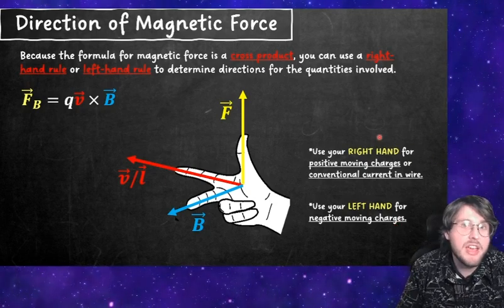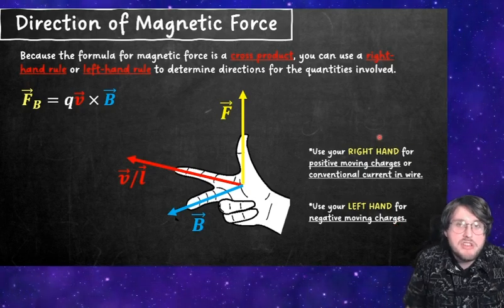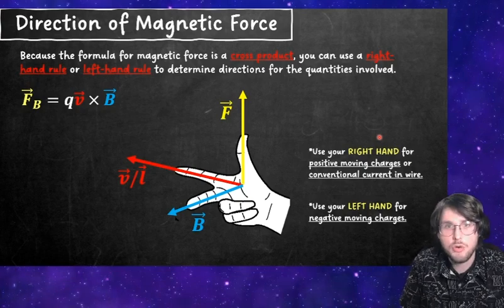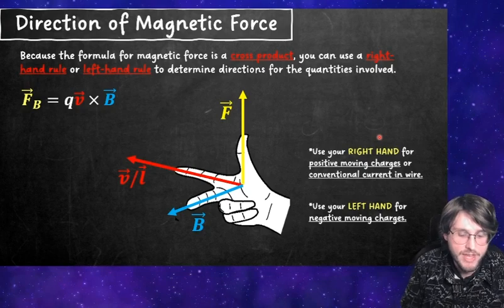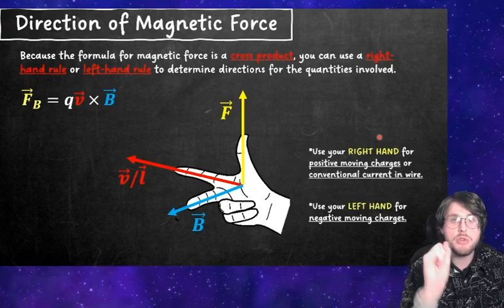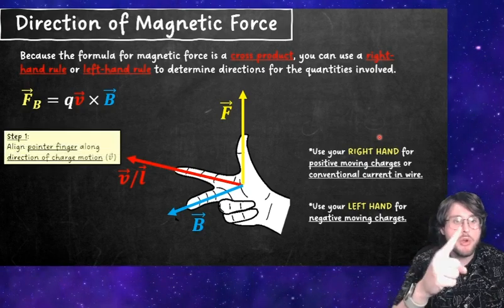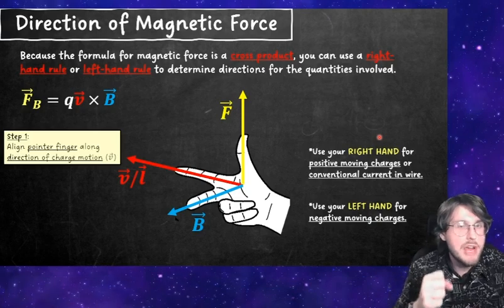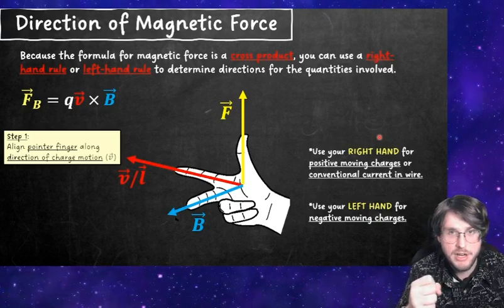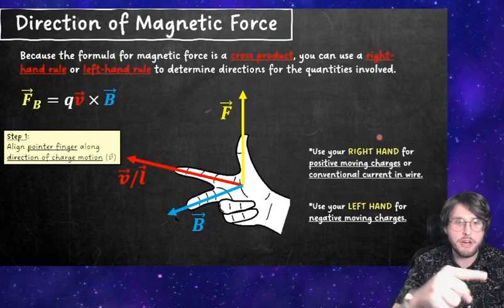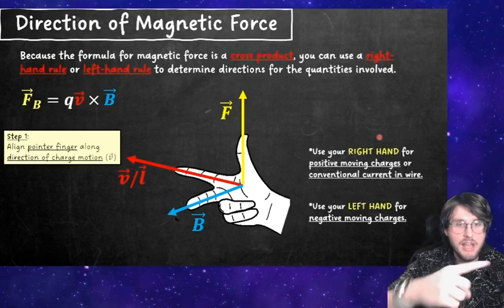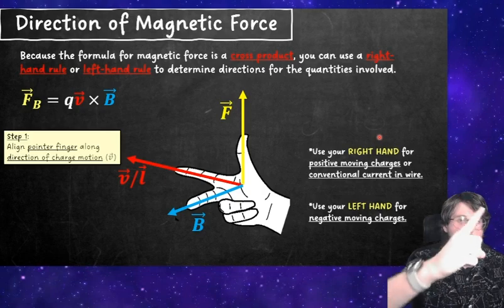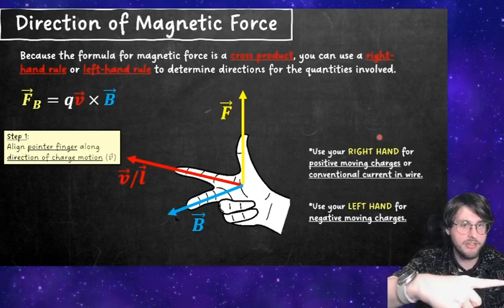So with that said, here's the general step-by-step procedure that I recommend you take in order to orient your hand correctly and get the correct direction of force in the end. First, I recommend you start with your pointer finger. So you should establish the direction of motion of the charge wherever it is in the problem, and take your pointer finger and align it in that direction. So say the charge is moving off to the left, you should align your pointer finger to the left and keep it locked in place.